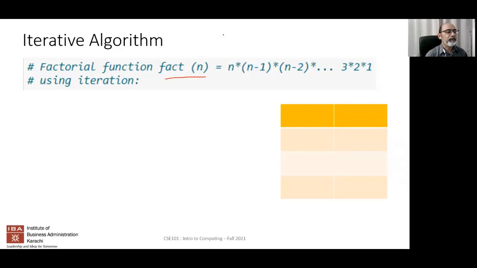I hope you remember what factorial is. It's also written as n factorial. That's simply n times n minus 1 times n minus 2, all the way to 3, 2, 1. For example, if I write 4 factorial, it's going to be 4 times 3 times 2 times 1. Any thoughts about how one would actually implement the factorial algorithm?